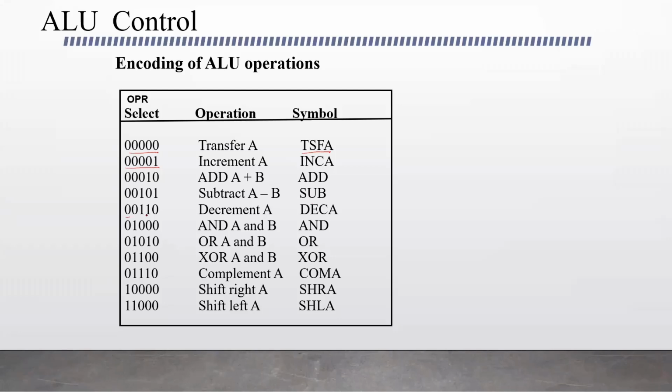And when the 5 bits are this, it is decrement. And then it is AND, the logical operation AND, then OR, we have XOR. The basic operations are given here: complement A, shift right A, and shift left A. When the ALU can perform more operations, it is extended. After this, 11001 defines some other operation.